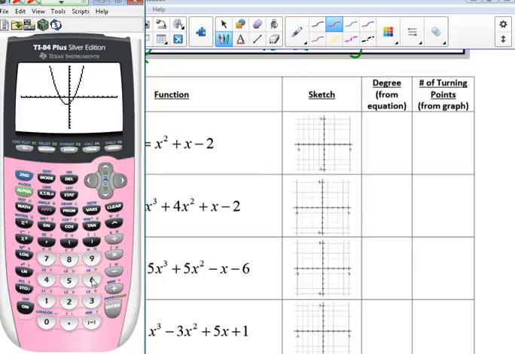So I see the vertex kind of in this quadrant. Does anyone know what quadrant this is? Right there. So it looks something like that. That's okay. Right? Just a little sketch.